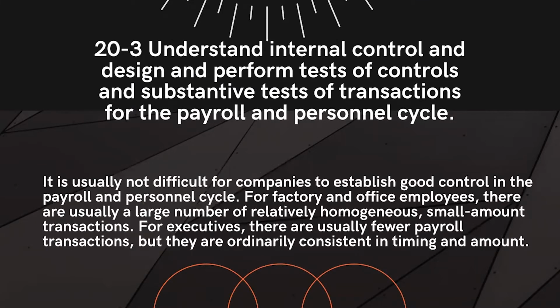It is usually not difficult for the company to establish good control in the payroll and personnel cycle. For factory and office employees, there are usually a large number of relatively homogeneous, small amount transactions. For executives, there are usually fewer payroll transactions, but they are ordinarily consistent in timing and amount.